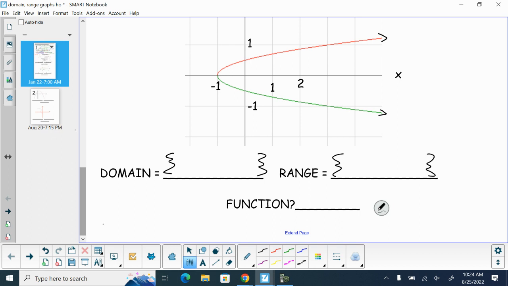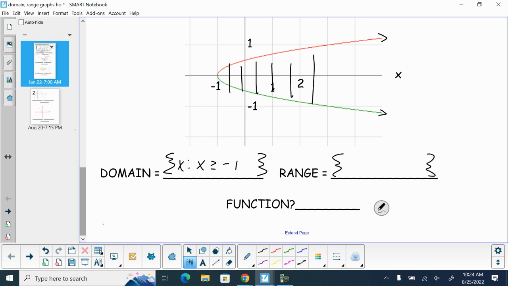All right, take a look at this one. Kayla, what do you have for the domain? Set of values. Make sure you get set of values. Set of values x such that x is greater than or equal to -1. I start at -1 and I go to the right with my x values. So all my x values I'm using start at -1. I don't use anything smaller than -1.